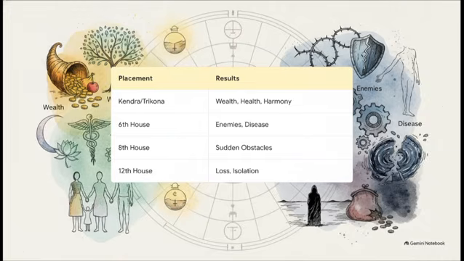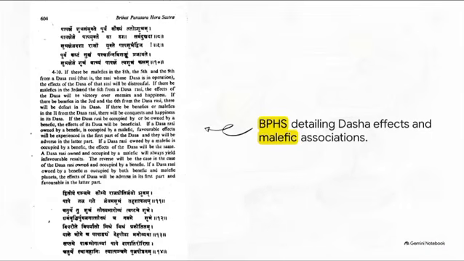However, the text is very clear that if Venus happens to fall in the 6th, 8th, or 12th houses from the ascendant or the dasa lord, you need to brace yourself for distressful outcomes. Why? Because the 6th house brings enemies and disease, the 8th house brings sudden obstacles, and the 12th house indicates loss and isolation. So you see, the baseline text assumes a positive placement, but the specific bhava placement alters the manifestation entirely. Let's actually look at the primary source directly to prove this.